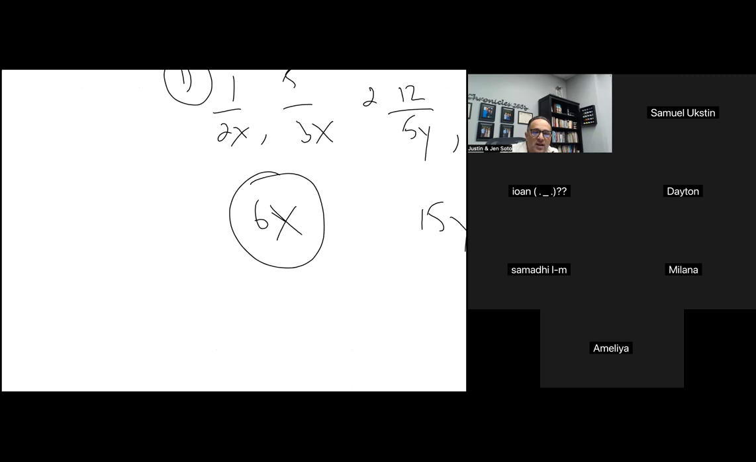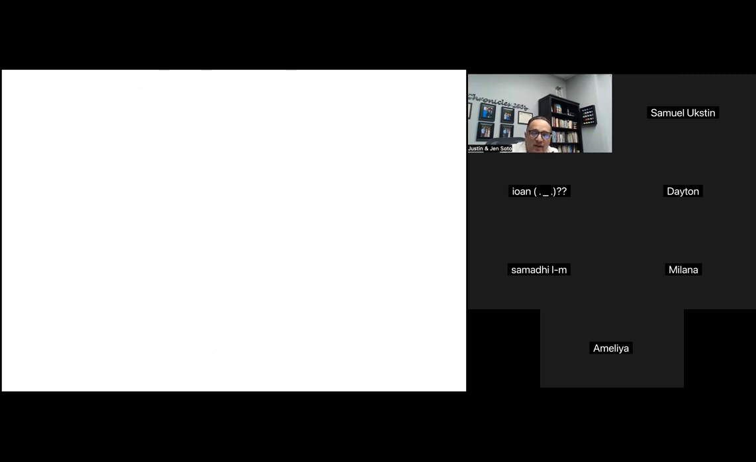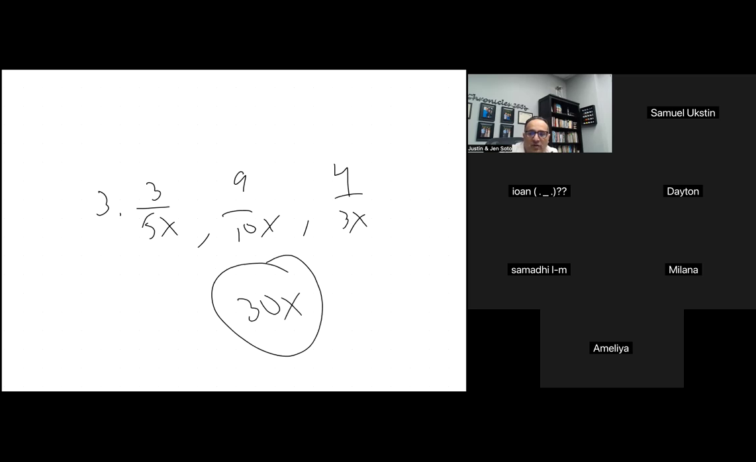So for number 3, we have 3, 5x, 9, 10x, 4, 3x. It's going to be, looks like 30 to me. 30x, I mean. Because 5 goes into 30, x goes into x, 10 goes into 30 evenly, x goes into x evenly, 3 goes into 30, and x goes into x evenly. All right?